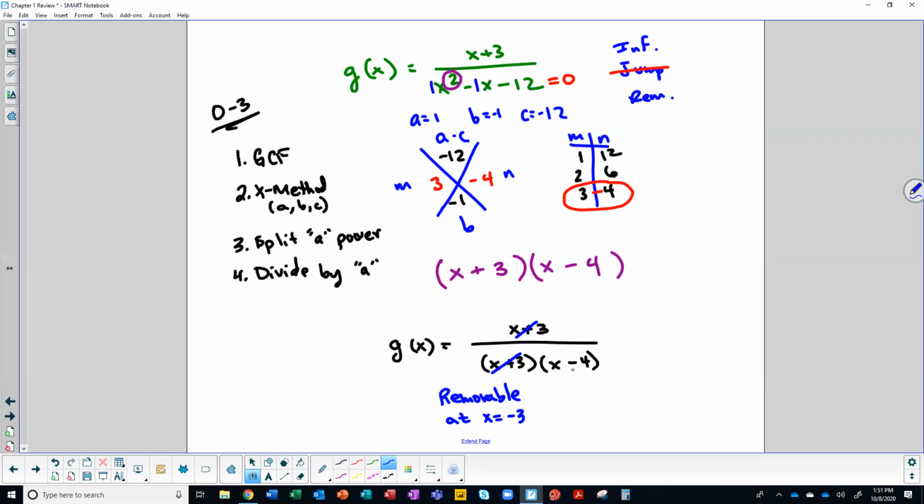Good, x minus 3. And what about this thing that stays around forever? It would be infinite at x equals 4 because it lies. All right, and I could show you the graph.